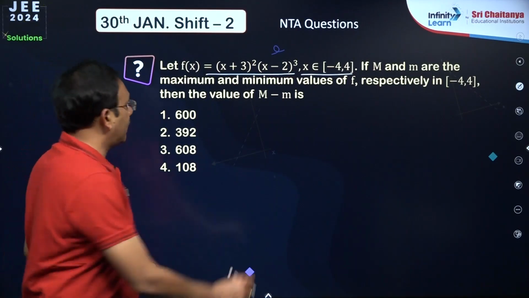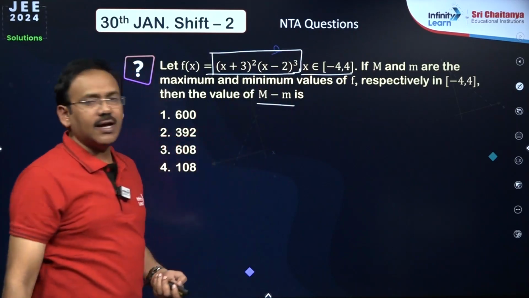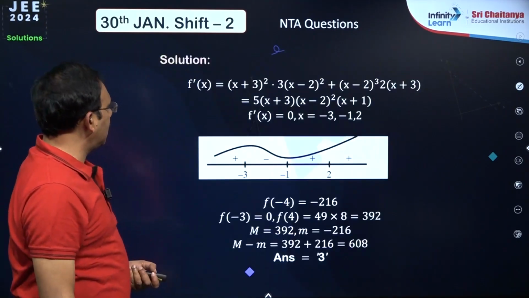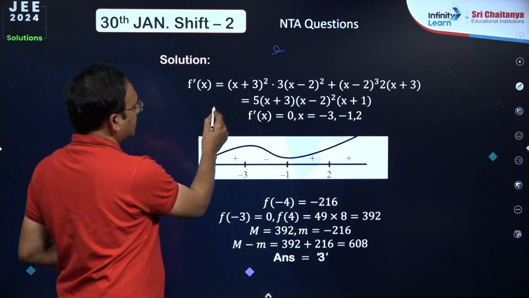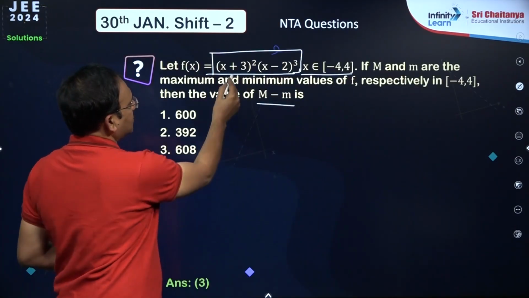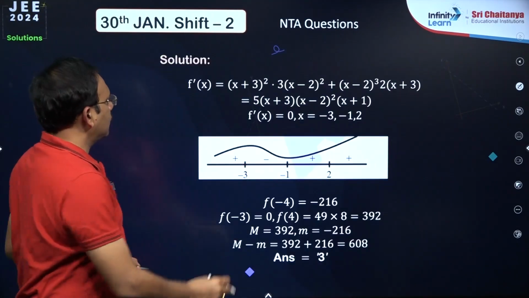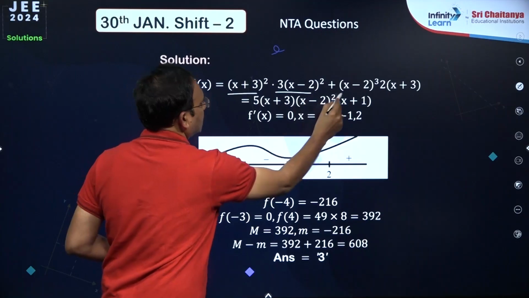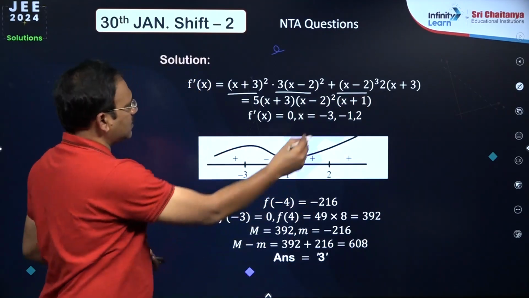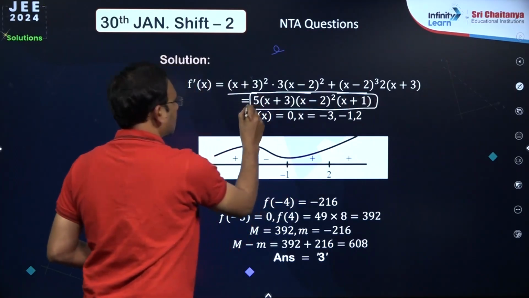Then find the value of capital M minus small m. You see, my dear friends, here why don't we take the help of the derivative? f of x is given. f of x is like u into v, so if you take the derivative, you get u times the derivative of v plus v times the derivative of u. You just take common, and you are going to get the derivative function, my dear friends.